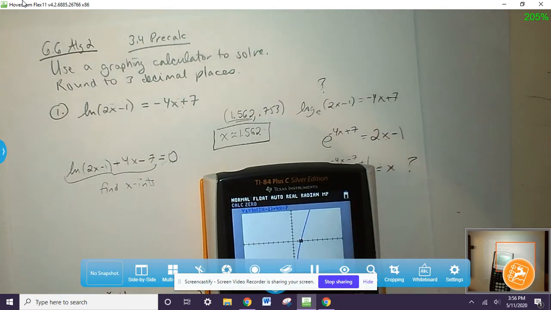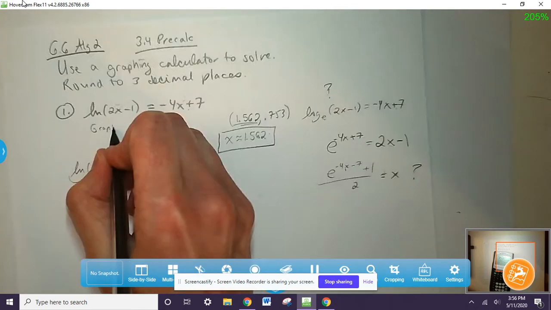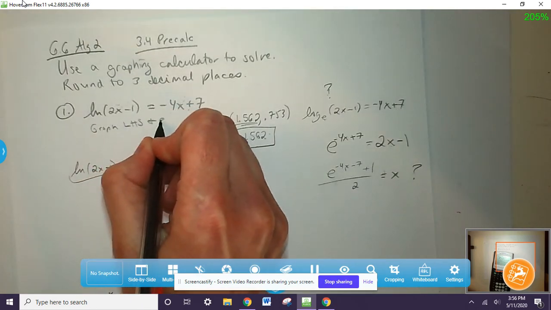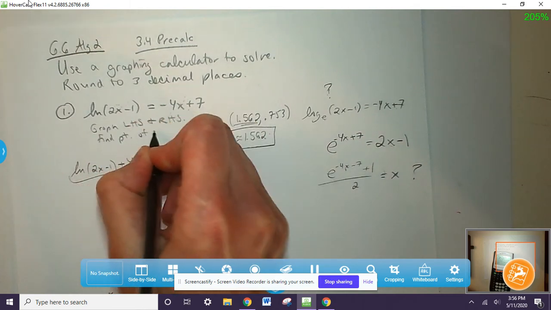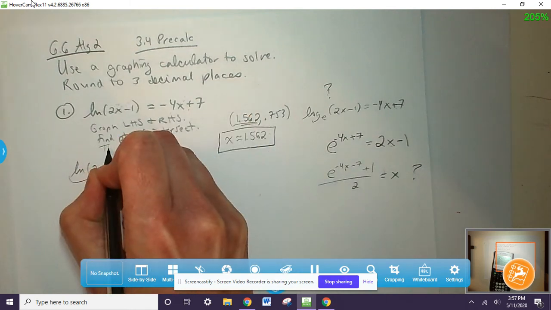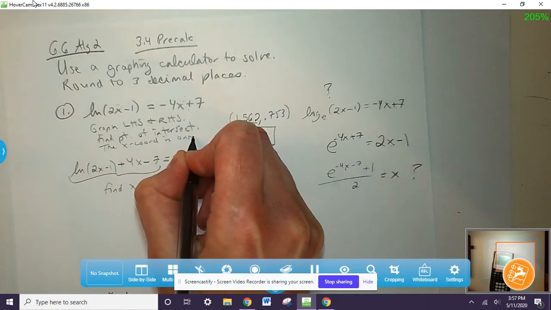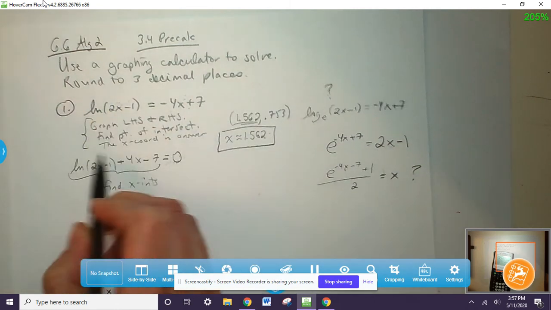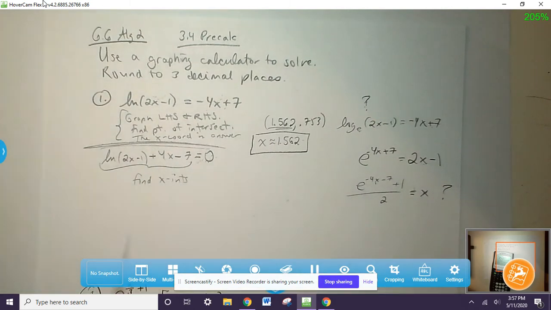So my preference for this topic is to graph the left-hand side and right-hand side, find the point of intersection, and the x-coordinate is the answer. So that's the technique I'd recommend. As an alternate, you can move everything to one side and then find the x-intercepts. If you prefer that, that's fine.